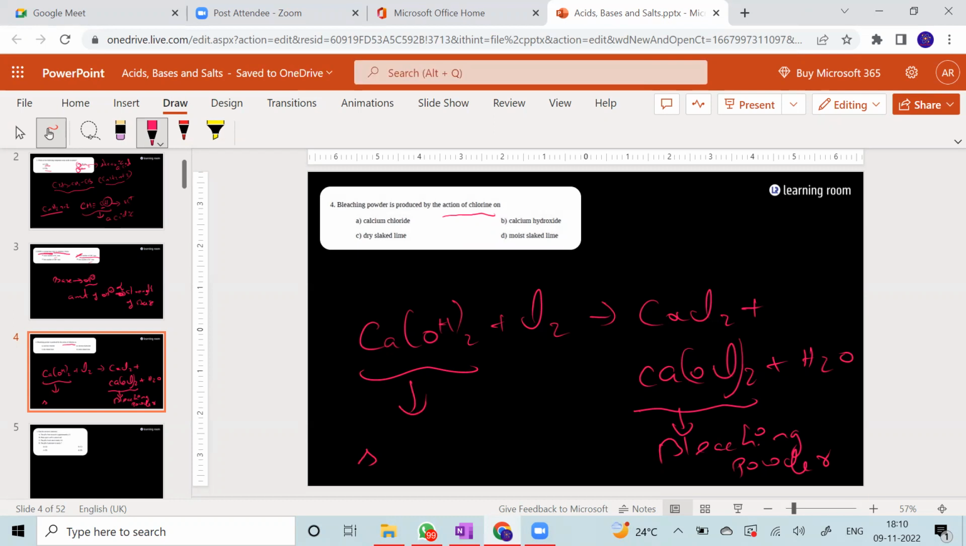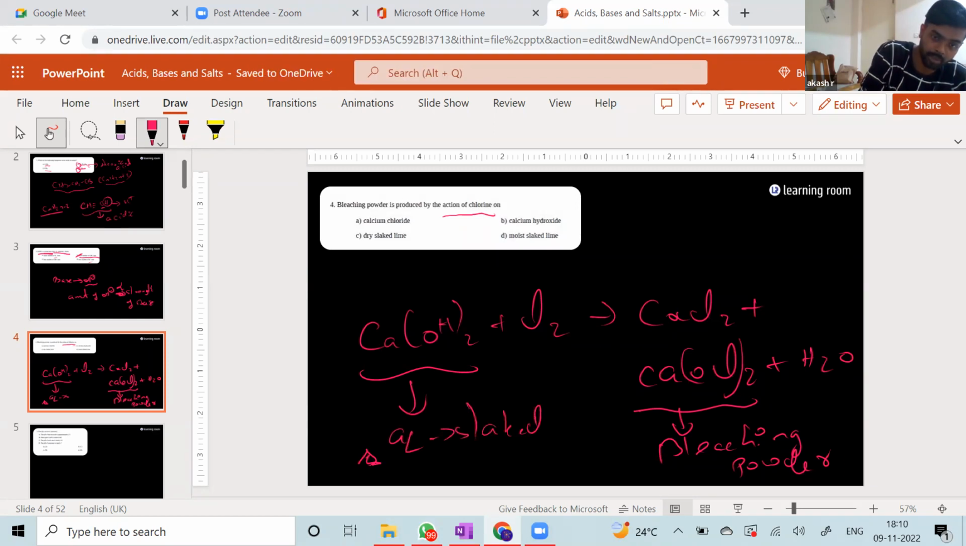Potassium hydroxide. But calcium hydroxide in general, if it is an aqueous solution, it is going to be called slaked lime. This we saw last time only, right? The aqueous solution of Ca(OH)2 is what is called your slaked lime, right? And obviously I cannot use dry slaked lime, right? Because there is nothing called dry slaked lime, first of all.